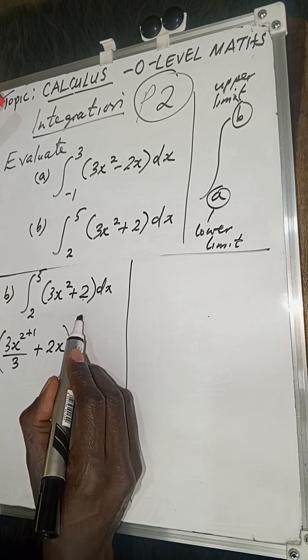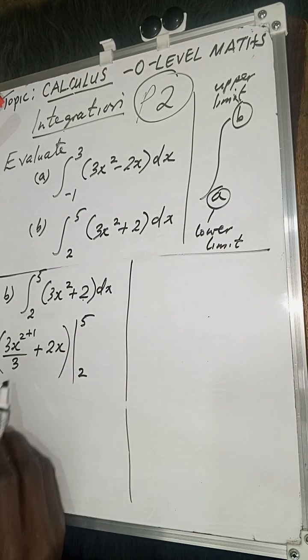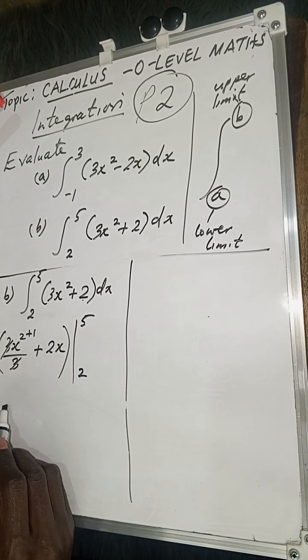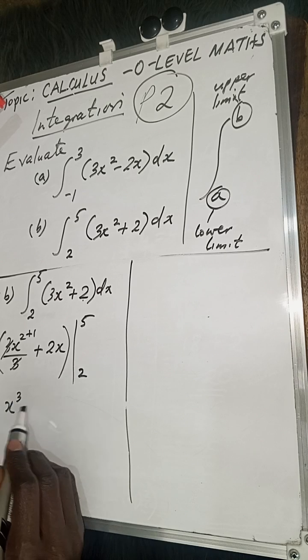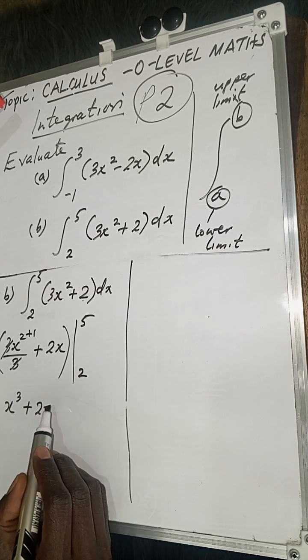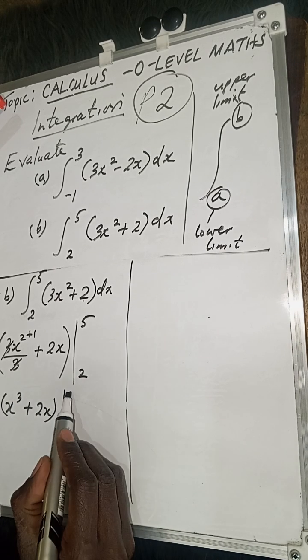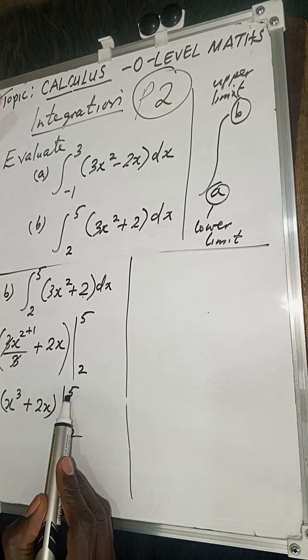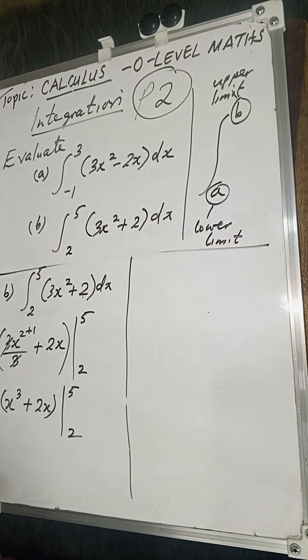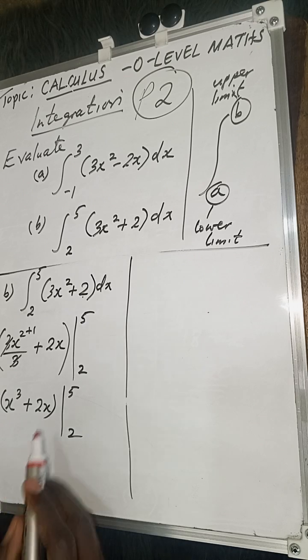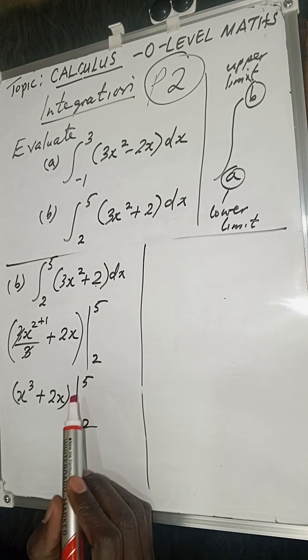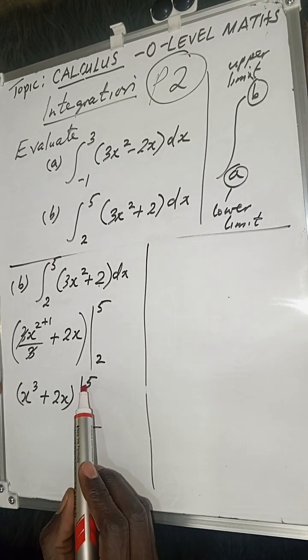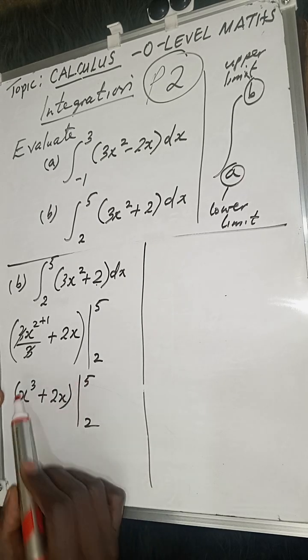But we can put up the upper limit and also the lower limit. This can be reduced further. It will be x raised to the power 3 plus 2x. Of course, this is what we are having. Then the limits 5 and the 2. That's what we have. So we replace the upper limit. So I'm going to start by replacing. I'll use a different marker so that you're able to see as I replace with the upper limit. So this is going to be 5.